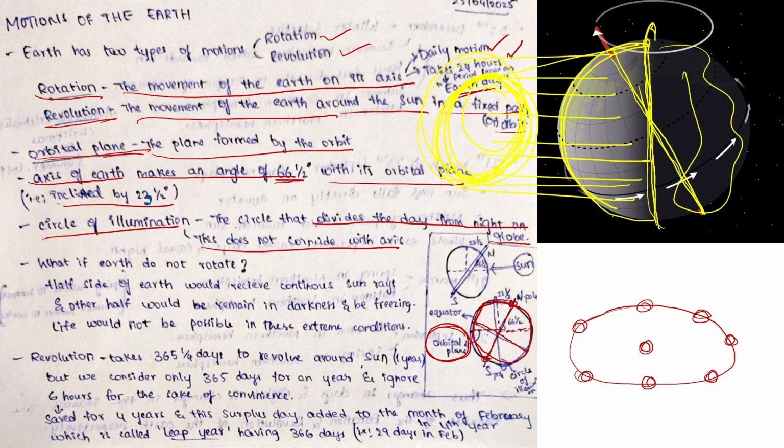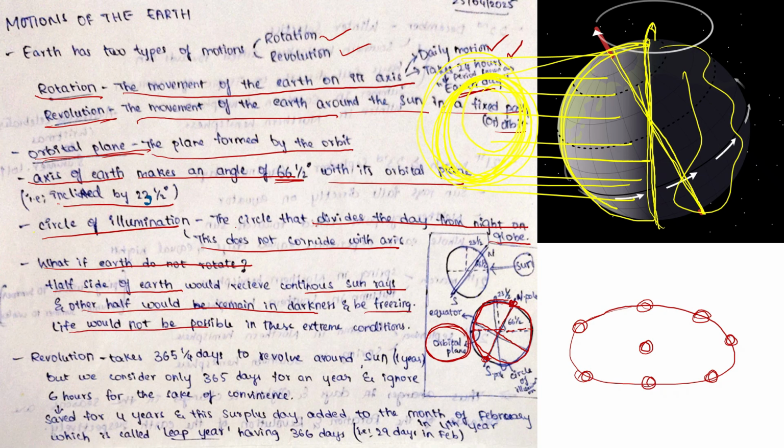Now let's understand what happens if earth does not rotate. If earth did not rotate, half side of the earth would receive continuous sun rays and the other half would remain in darkness and be freezing. Life would not be possible in these extreme conditions.